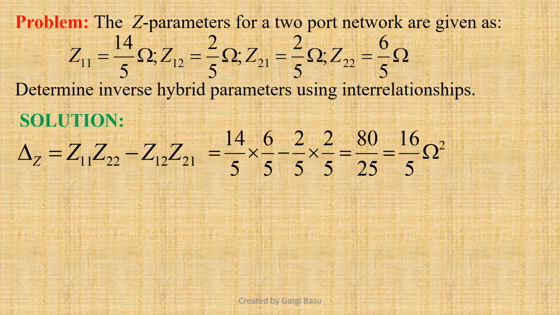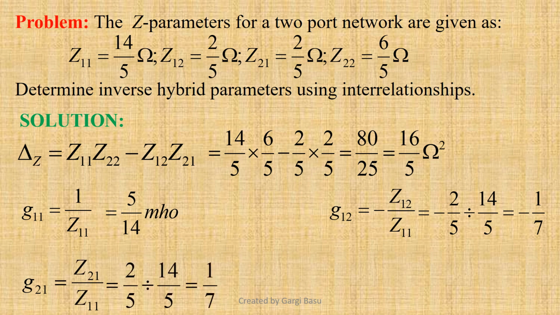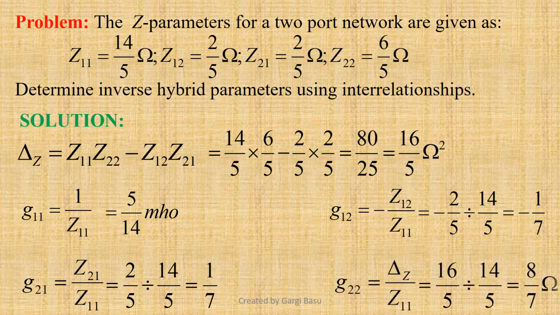Now let us use the interrelationships to find inverse hybrid parameters. G11 equals 1 upon Z11, that is equal to 5 by 14 mho. G12 equals minus Z12 by Z11, that is equal to minus 1 by 7. G21 equals Z21 divided by Z11, that is equal to 1 by 7. G22 equals delta Z by Z11, that is equal to 8 by 7 ohm.